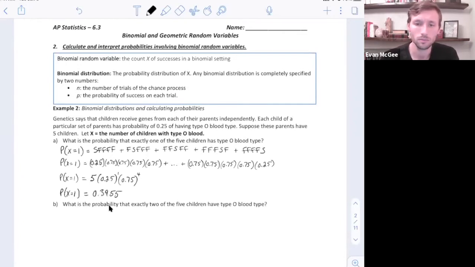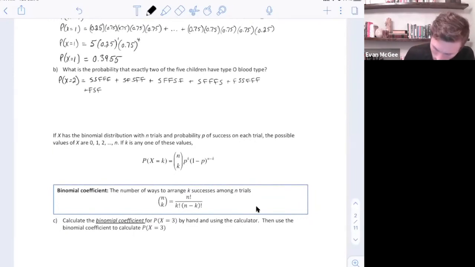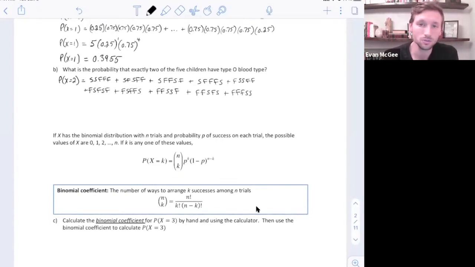Now let's see the probability that exactly 2 of the 5 children have type O blood type. I'm going to write out all the different ways I could have exactly 2 with type O blood type. It could be the first 2 and then the remaining 3 do not, or it could be the first and the third and every other one does not, or it could be the first and the fourth and every other one does not. I've written out all possible ways that there could be exactly 2 successes in 5 trials. So there are 10 different ways that there could be exactly 2 children with type O blood type.